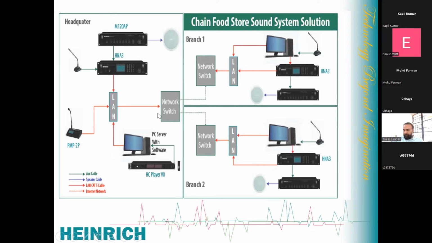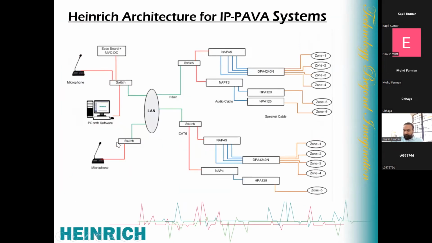So this is the application or advantage you are getting if you have multiple locations and you want a single PA system that is integrating all your locations. Then, for these kinds of applications, you can use our IP PAVA system.